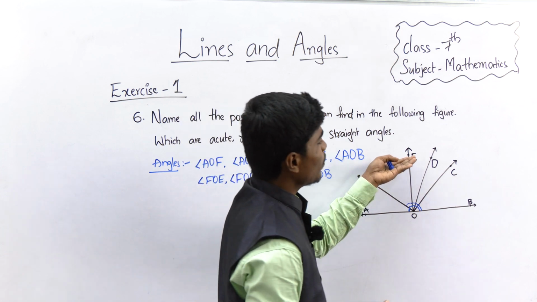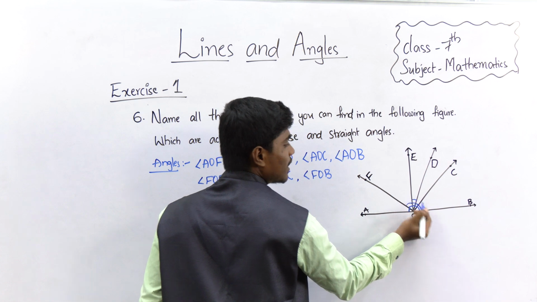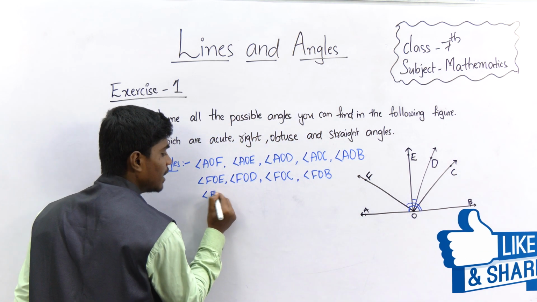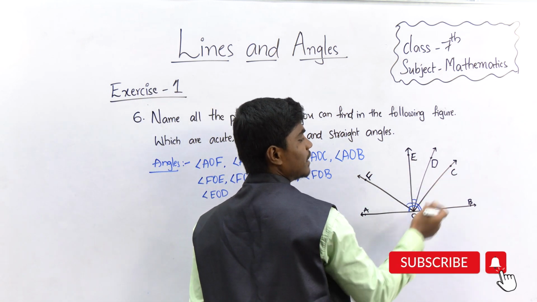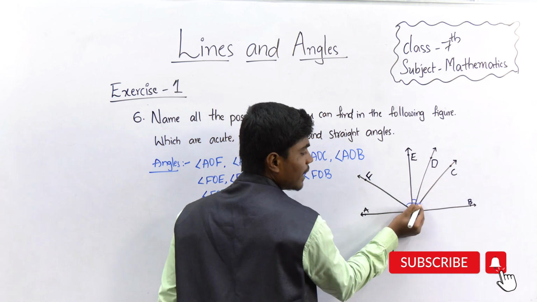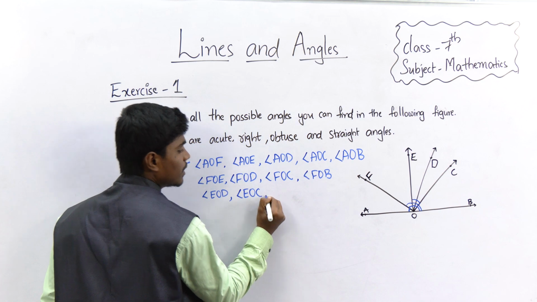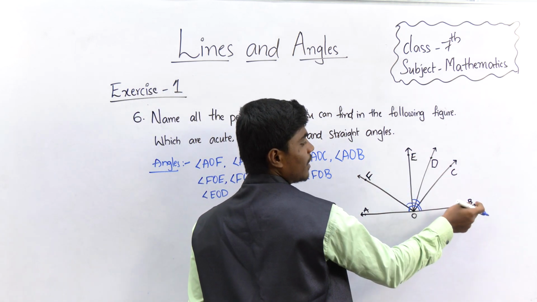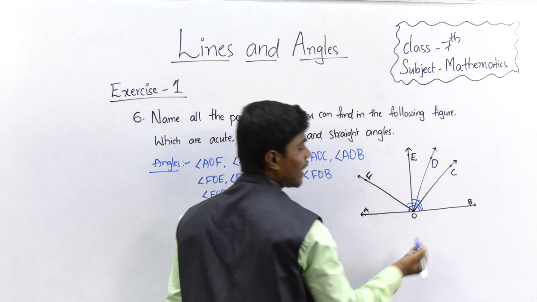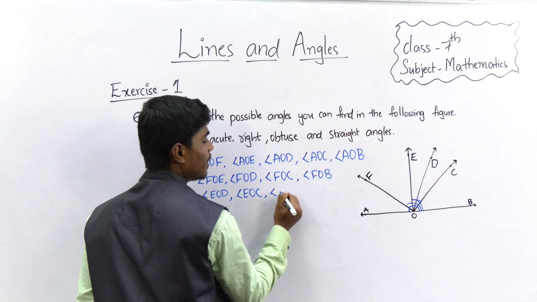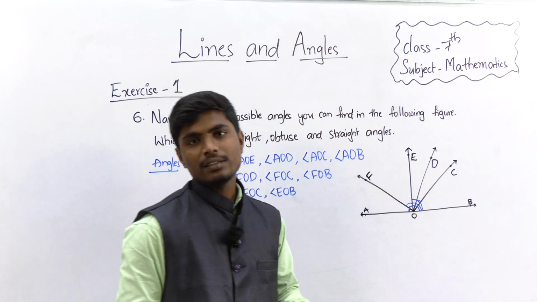Next, let's take point E. E and D. EOD. Here one angle is formed. So angle EOD. Next, let's take E and C. EOC. Here one angle is formed. So angle EOC. Next, let's take E and B. EOB. Here one angle is formed. So angle EOB. All possible angles with E are completed.